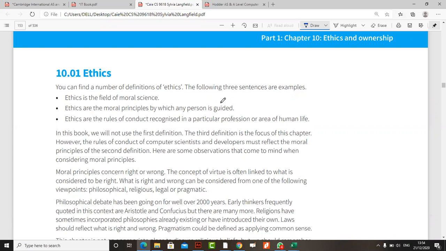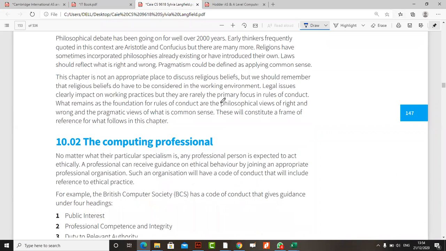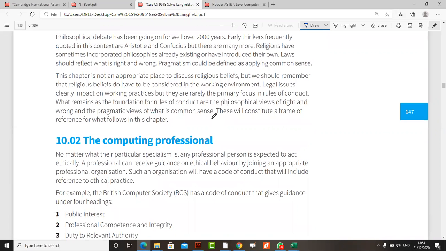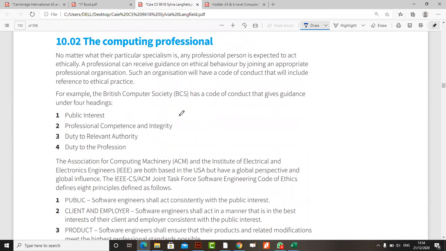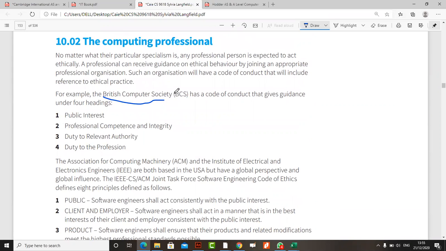Okay, so basically, as far as these ethics are concerned, this was initially defined by the British Computer Society, the BCS. You can even search it on the net. There are certain rules of BCS. You can become a member of the British Computer Society. There are certain rules you have to follow. Okay, so there are four headings and guidelines that relate to this. One will discuss the public interest, professional competence and integrity.